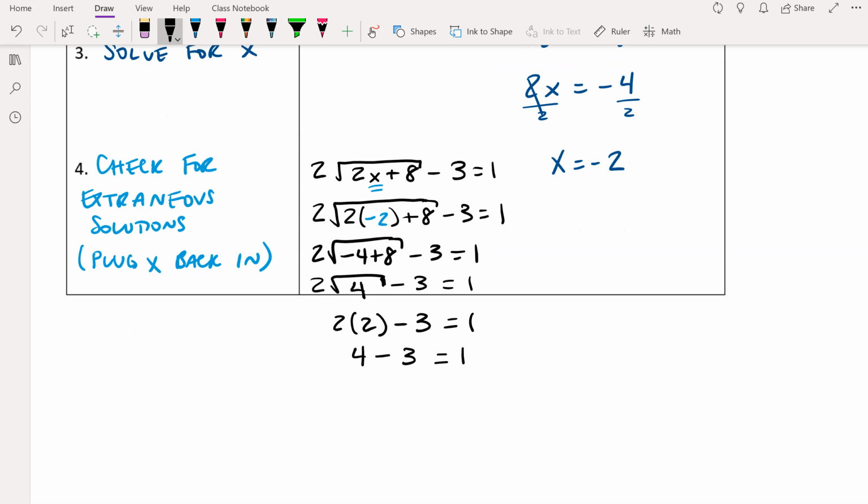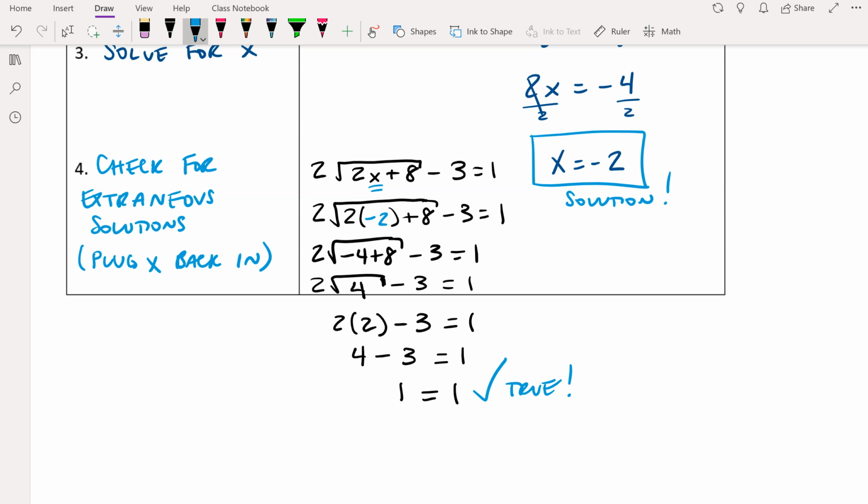Is 4 minus 3 equal to 1? Yes. 1 equals 1. This is awesome news. We got the right thing. This is true. So we can go back up to our solution, x equals negative 2, box it, and say this is our real solution.